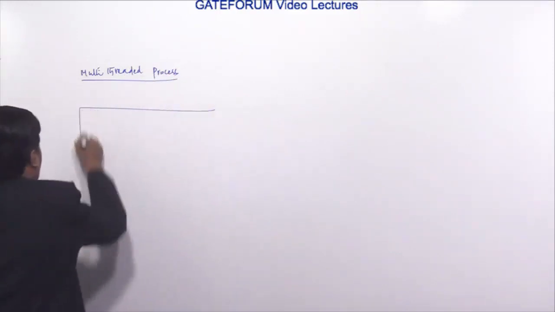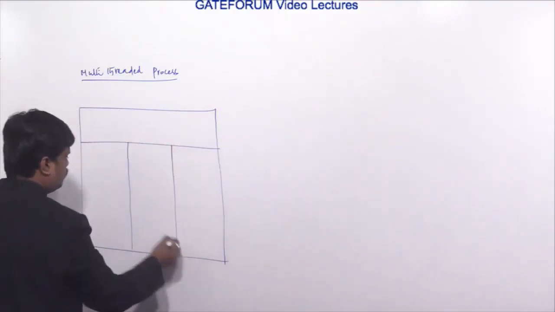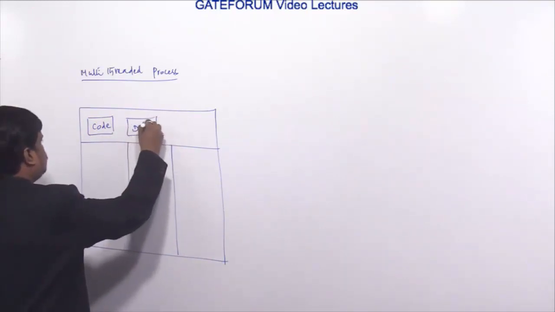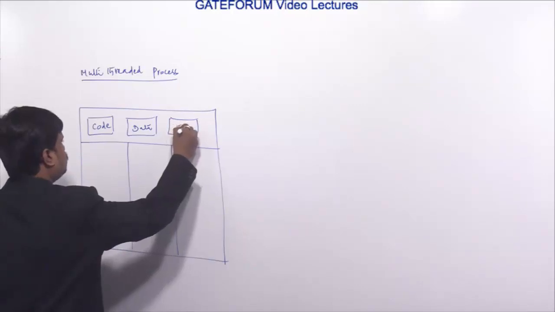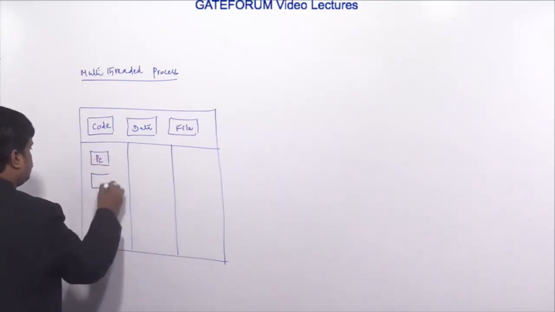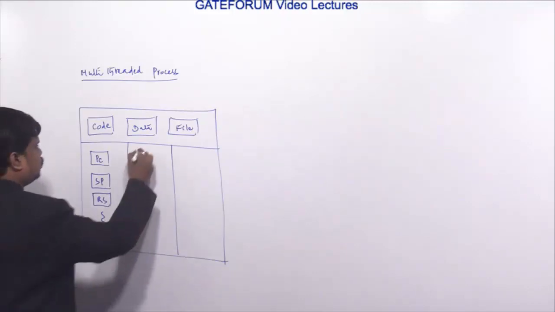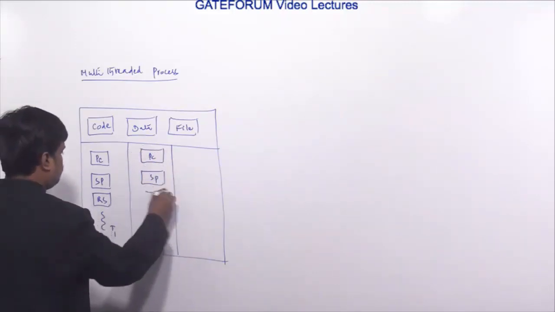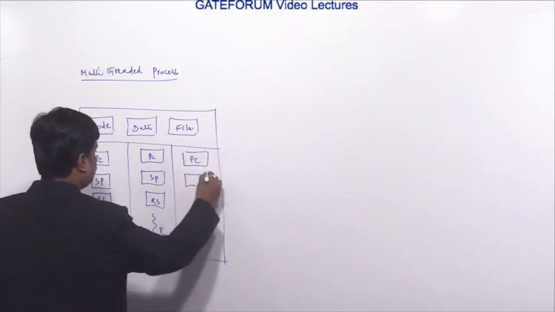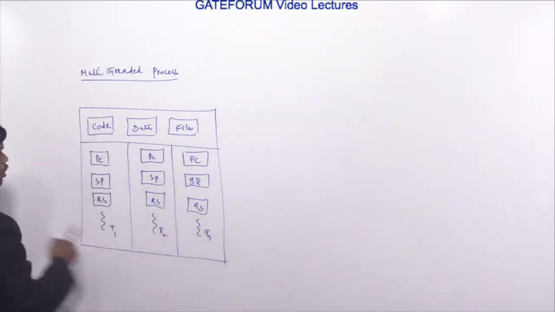So here, this is my multi-threaded process. This is thread 1 and this is thread 2, and this particular portion is the code section, this is the data section, and this is the file section. In a multi-threaded process, each thread maintains its own program counter, stack pointer, and register set. So this is my thread 1. Similarly, program counter, stack pointer, and register set: this is my thread 2. Now thread 3 has its own program counter, stack pointer, and register set, so this is my thread 3. So I can say this is called a multi-threaded process.